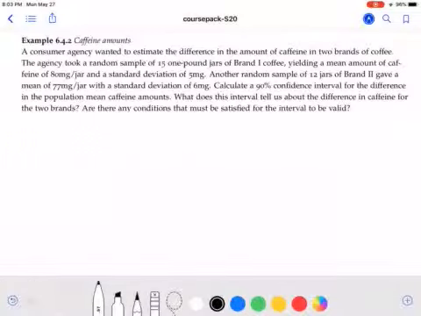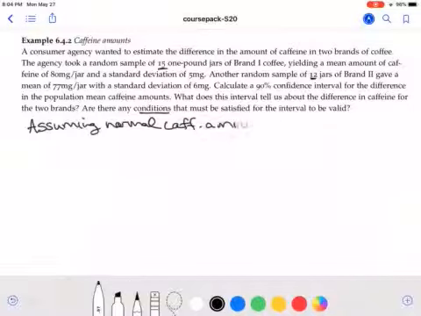Let's talk about the conditions first. Notice that if we look at our sample sizes here, they're 15 and 12. Those are both small samples. So in order for everything to be valid here, we would need to know that we have caffeine amounts being normal for both brands, for both brand 1 and 2. So assuming normal caffeine amounts for both brand 1 and 2.